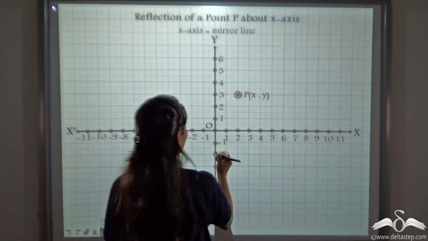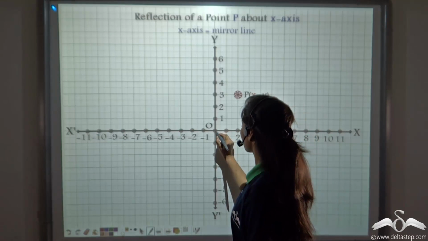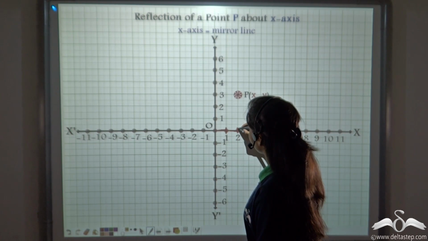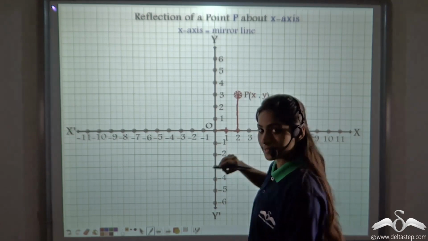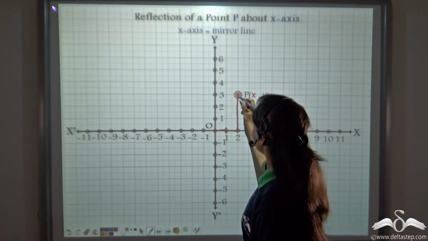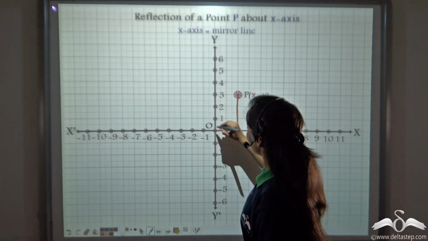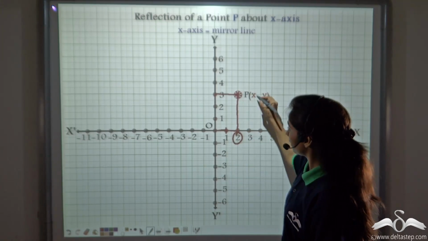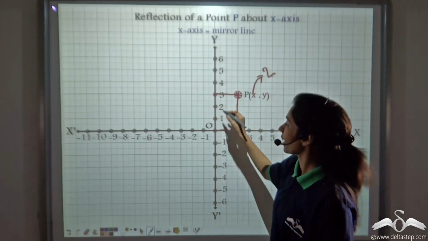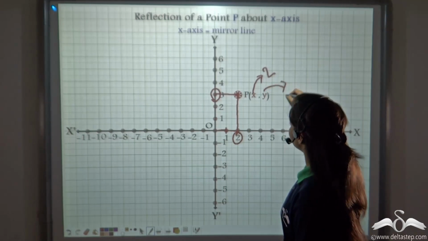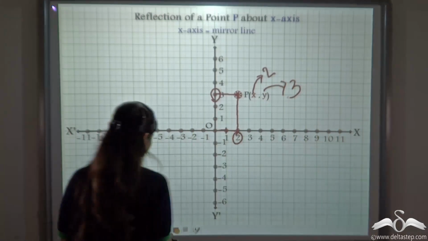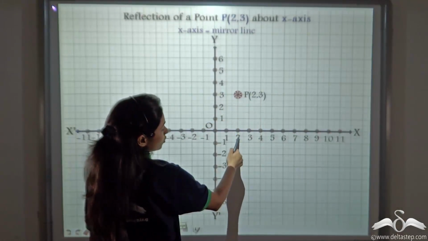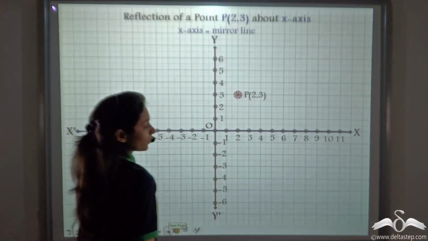Well, you can see that there are 2 points on the X-axis and 1, 2, 3 points on the Y-axis. So what is the X coordinate? It is 2. And what is the Y coordinate? It is 3. So you can write point P as (2, 3). 2 is the X coordinate and 3 is the Y coordinate.